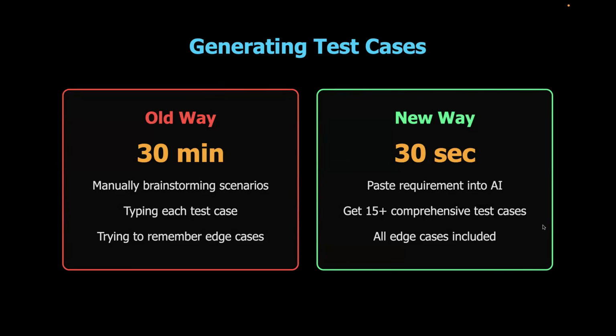Using the old way, it takes 30 minutes to manually brainstorm and type any test case. But using the new way, it takes 30 seconds. You paste your requirements into AI, you get the test cases, and even the edge cases are included in that. So that's like 60 times faster, and your productivity also increases here.